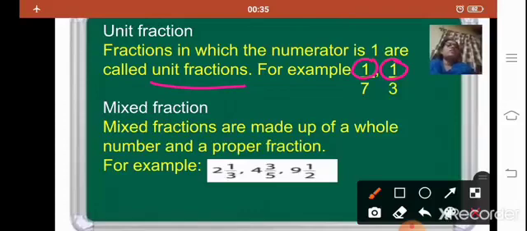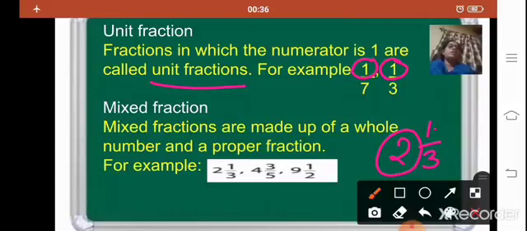When I write the fraction as 2 1 upon 3, this number 2 is called a whole number and 1 upon 3 is a proper fraction. Why proper fraction? Because here the numerator is less than the denominator. Okay. So what are mixed fractions? Mixed fractions are made up of a whole number and a proper fraction. Such types of fractions are called mixed fractions.